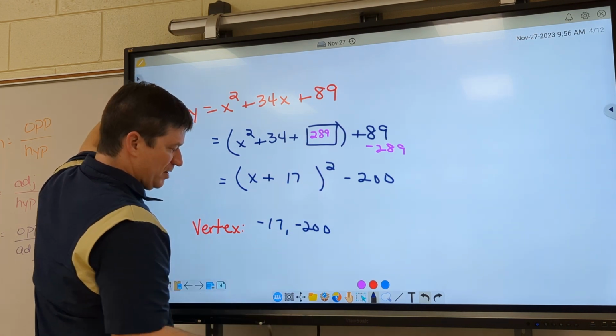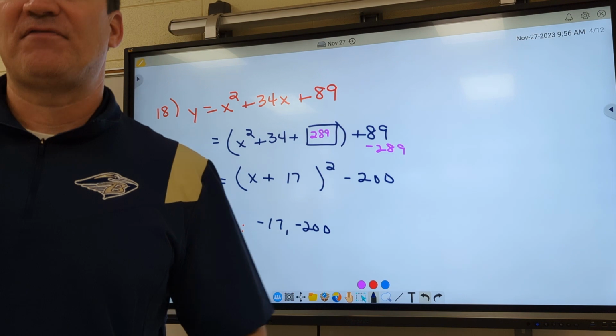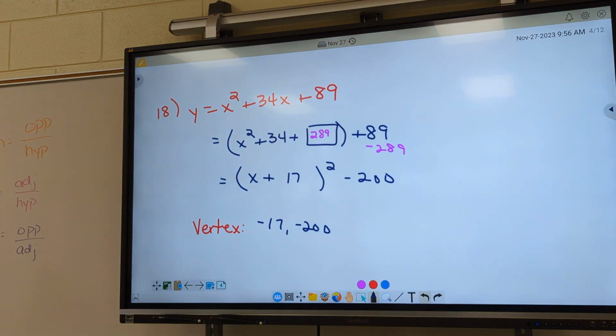All right, don't let the big numbers bother you. As long as we don't have to graph it, it's okay. Now, if we had to graph it, I could not give you one.